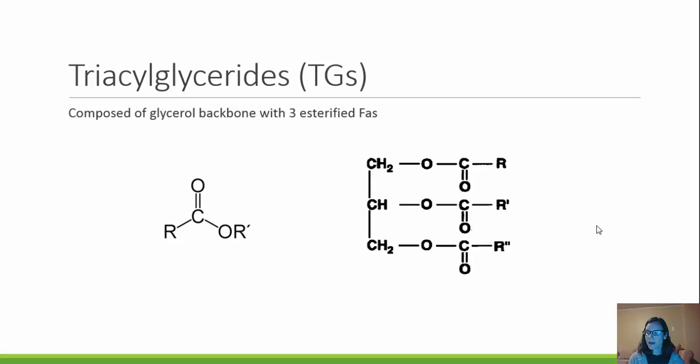So the main dietary form of fat is triglycerides. And here we have a triglyceride molecule. So it has a glycerol backbone with 3 esterified fatty acids. So you can see what an ester group looks like here, and you can see that we have 3 of them on this triglyceride.